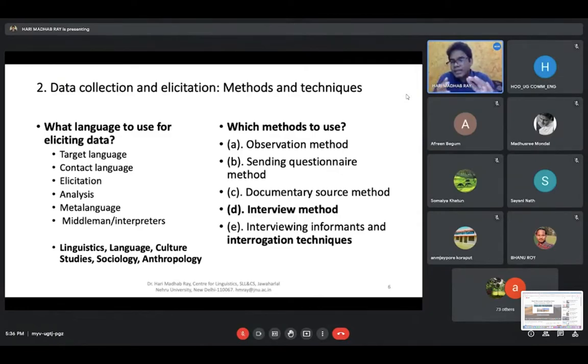So I'll be talking about these three briefly, and then I'll move on to the interview method, which is the main thing I'll be discussing today, and at the time of interviewing the informants, what kind of interrogation techniques you need to keep in mind. So those things also I'll be talking about today. So briefly, there are four main points. So I'll be focusing on these 4 or 5 main points and some salient points and my own experiences today.